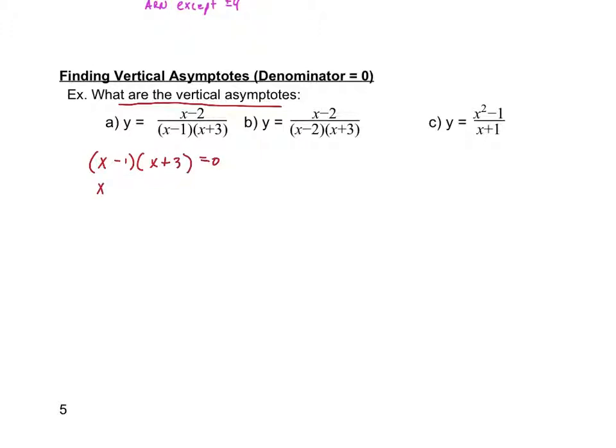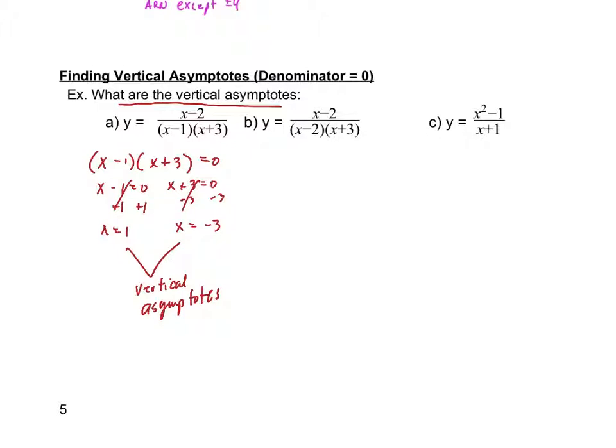And then, of course, this is the zero product property. And you do the zero product property by making both things equal to 0, do your inverse operations. And then we know that x is going to be equal to 1. That is one of my vertical asymptotes. And then x is going to be equal to negative 3. So these both are my vertical asymptotes. Okay, so x is 1, x is negative 3, vertical asymptotes.